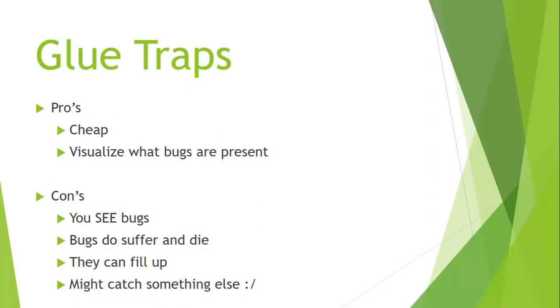So the next one is glue traps. Glue traps are really nice because they're super cheap and you can see what bugs are present. So let's say you have a whole bunch of different bugs, but you want to find out what they actually are. Glue traps are a good way to kind of diagnose what bugs are present inside.